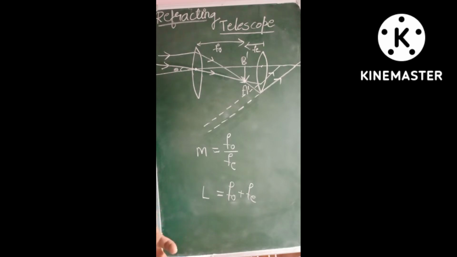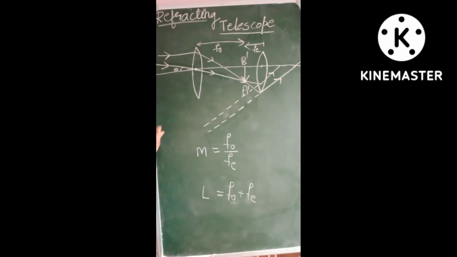Now distant objects, say for example the stars or the planets or the celestial objects which are very far away from the surface of the earth, we can produce large angular magnification of such objects using the different types of telescopes. Out of those different types of telescopes, we are going to study two telescopes for our syllabus. The first one is the refracting telescope.